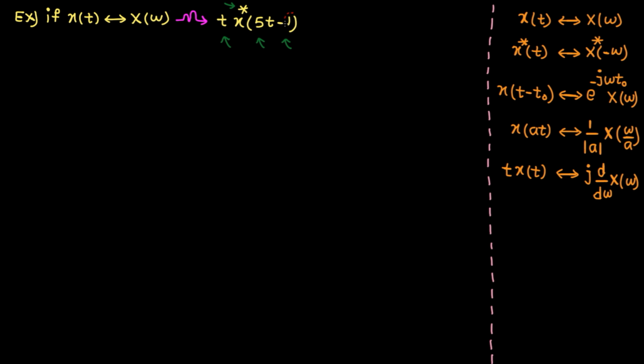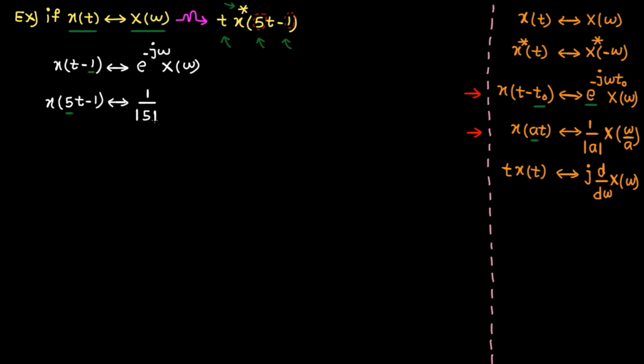First, let's start with the time shift. The Fourier transform of x(t) is X(omega). Now shift time by 1 unit and use the time shifting property where t0 is 1. So you just need to multiply the Fourier transform by this complex exponential. Next step is to scale the time by 5 units and use the time scaling property where a is 5. So omega is replaced by omega over 5.